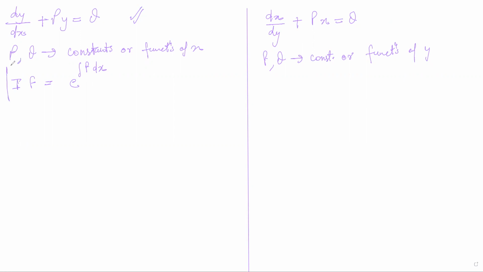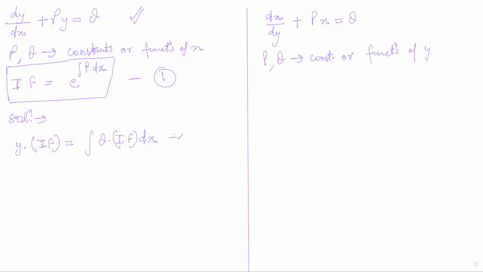So in this case, the integrating factor will be e to the power integration of p dx, right? This will be the first step. And then after finding the integrating factor, you can directly give the solution. The solution of this equation will be y into integrating factor is equals to the integration of q into integrating factor dx, plus c. This would be the solution.